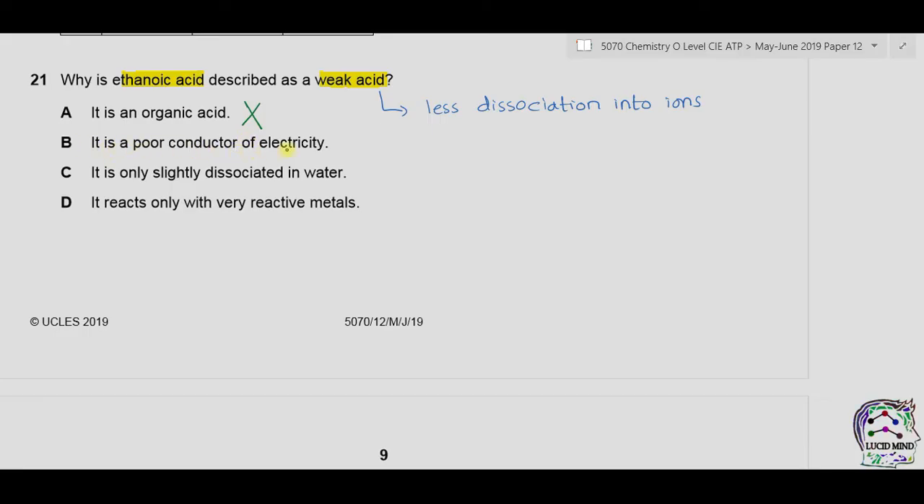B. It is a poor conductor of electricity. Now this is also incorrect because a weak acid can be dissociated into its ions, so therefore it can conduct electricity in aqueous solution. C. It is only slightly dissociated in water. This is true because a weak acid is the one that has less dissociation into its ions. D. It reacts only with very reactive metals. This is incorrect because it can react with less reactive metals such as zinc, iron, etc. The reaction will be slow, but it will eventually react. The correct answer is therefore C.